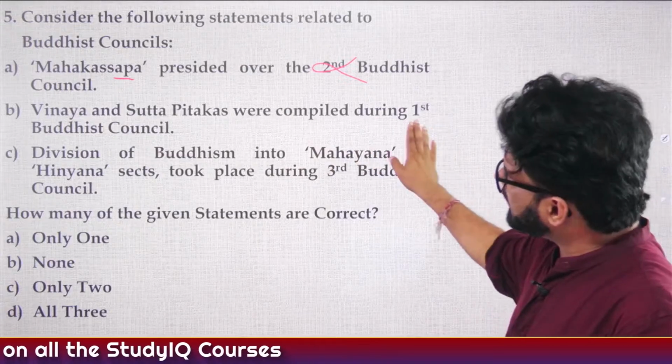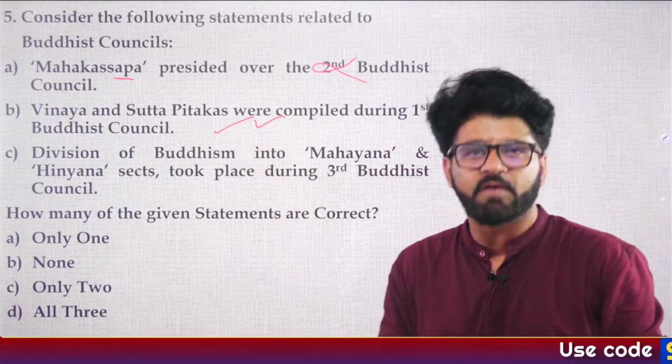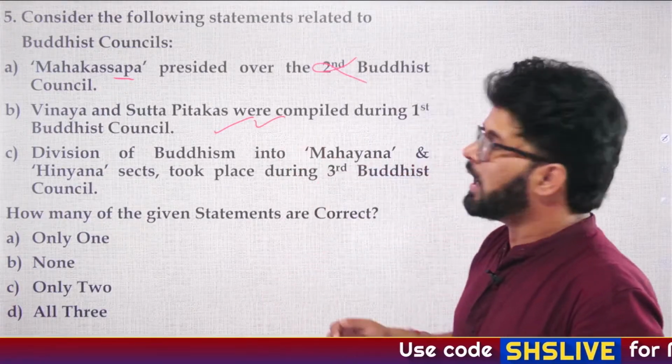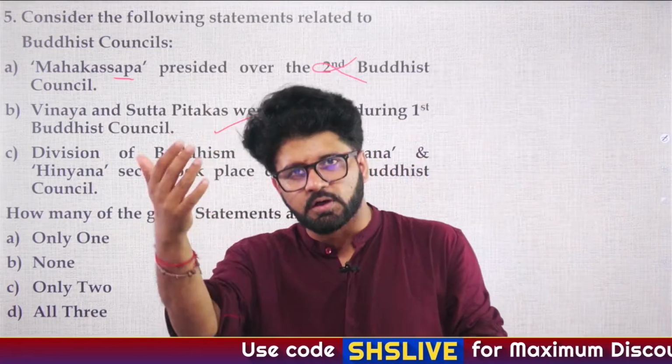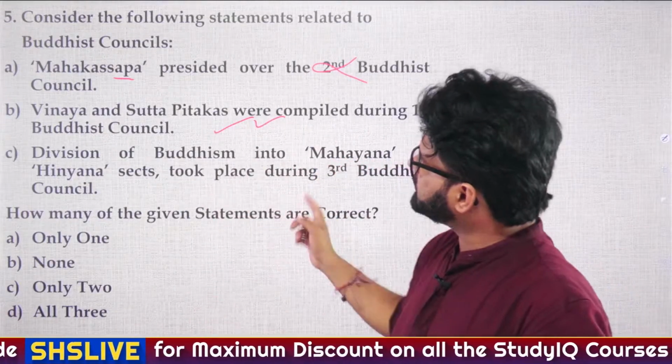Vinaya and Sutta Pittak were compiled during the first Buddhist council. That is correct. Abhidhamma Pittak was compiled during the third Buddhist council. Again, go back to the Buddhism lecture and revise it. Third statement.